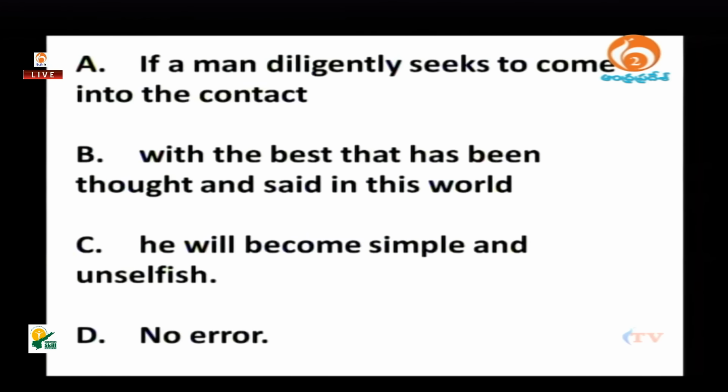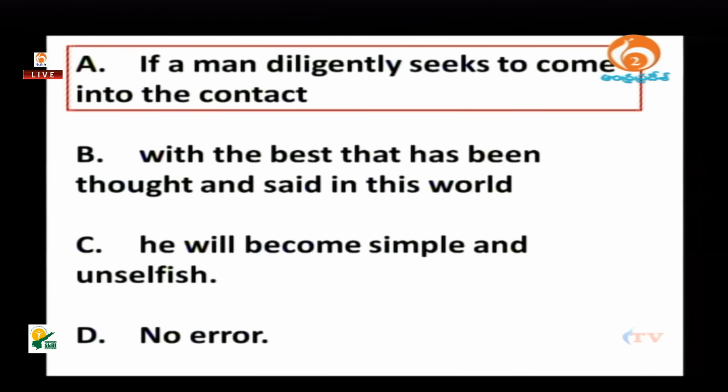You need to look at the first question stem itself. That is where the error is. I just gave you a hint. If a man diligently seeks to come into the contact, no, it should be into contact. If he gets connected, that's what it means. So option A will be the stem where there is the error. If a man diligently seeks to come into contact with the best that has been thought and said in this world, he will become simple and unselfish. So A is the answer because it should be into contact, not into the contact.